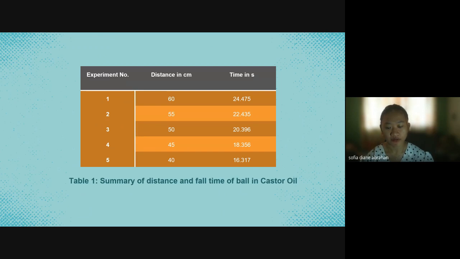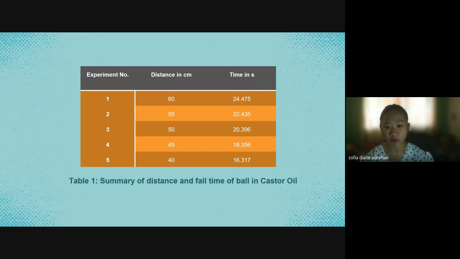Next is for the castor oil. The above table shows the distance and fall time of the ball in castor oil during each trial in a specific time. For trial or experiment number 1, the ball dropped at a distance of 60 centimeters within 24.475 seconds, whereas for trial 2, the corresponding distance and time consumed are 55 centimeters and 22.435 seconds, respectively.